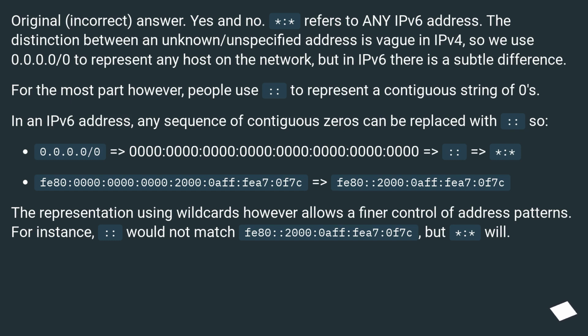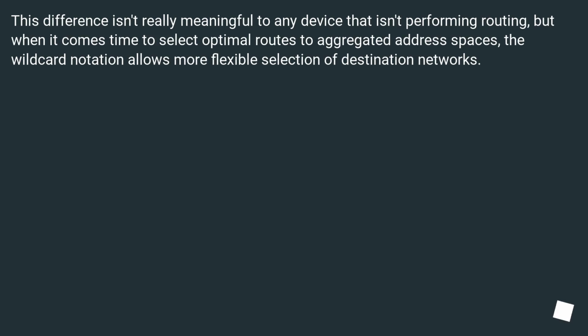The representation using wildcards, however, allows a finer control of address patterns. For instance, one pattern would not match Fe80::2000:0F:Fe7:0F7C, but another will. This difference isn't really meaningful to any device that isn't performing routing, but when it comes time to select optimal routes to aggregated address spaces, the wildcard notation allows more flexible selection of destination networks.